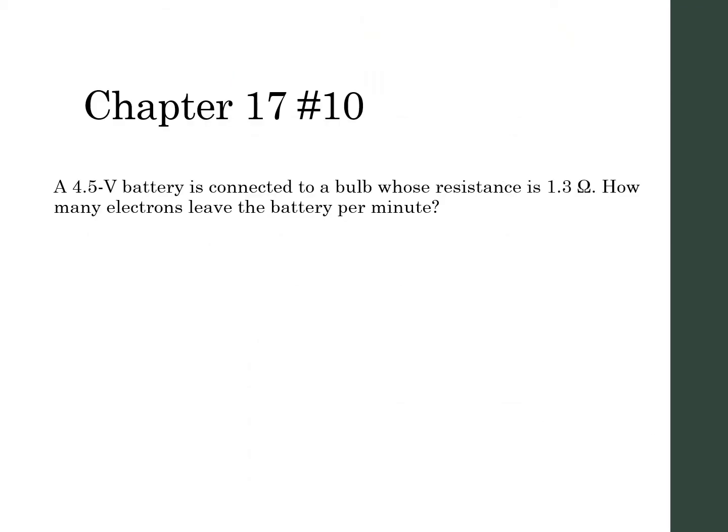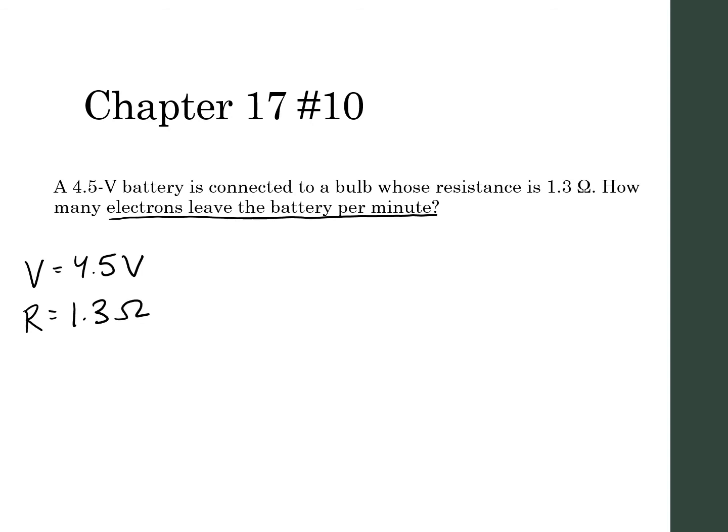So let's go ahead and do an example. This is number 10 from the back of the chapter. Here we have a battery. It's connected to a bulb, and we want to find the electrons leaving the battery per minute. So we have a couple things given. We have potential, 4.5 volts. We have our resistance R, 1.3 ohms.